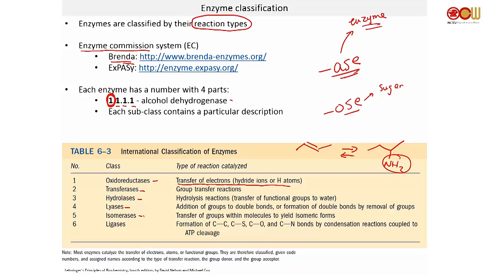Lastly, you have ligases. Ligases is the formation of carbon-carbon bond, carbon-sulfur bond, carbon-oxygen, carbon-nitrogen bond by the condensation reaction coupled to ATP cleavage. Okay, so things that use ATP as an energy input to build a new bond, those things are ligases. So we're going to discuss each different enzyme class, and we have some pictures. You got some pictures in the book too that show you what each class is.